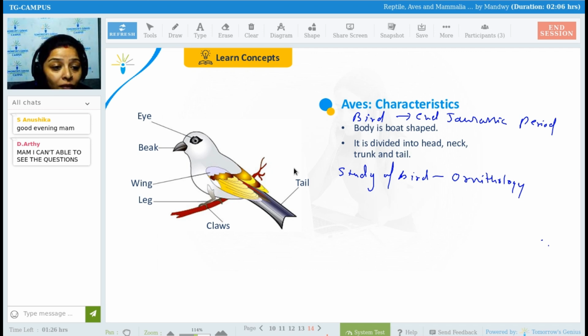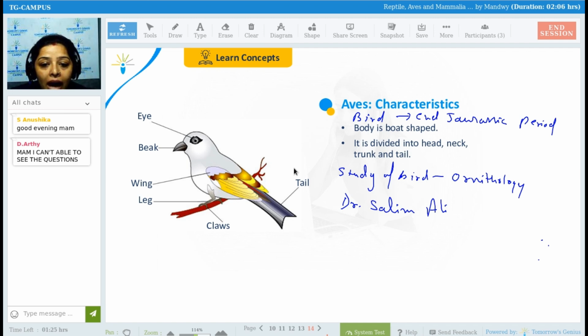One person, Dr. Salim Ali, is very, very famous in India. He was the great ornithologist in India, and he is also called the bird man of India. Who is that? Dr. Salim Ali.